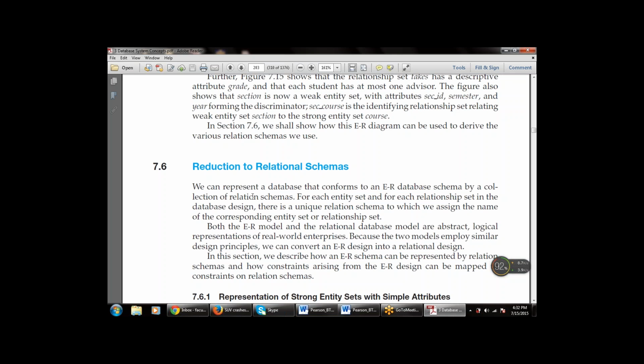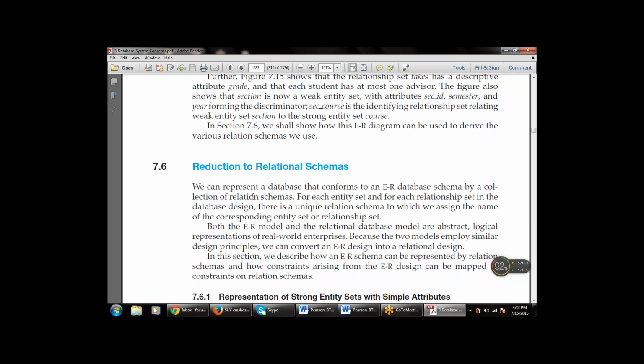Both the ER model and the relational database model are abstract. So both the models are abstract logical representations of real world scenarios. Because the two models employ similar design principles, we can convert an ER design into the relational design.